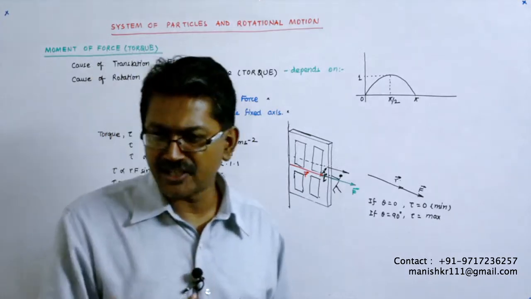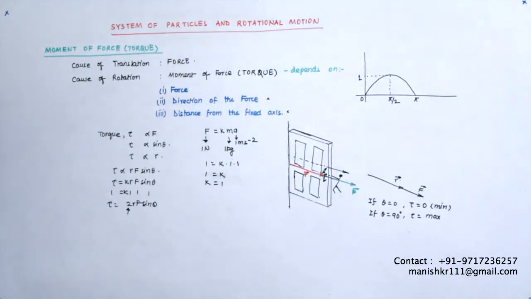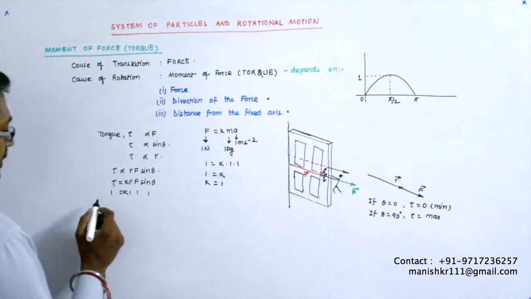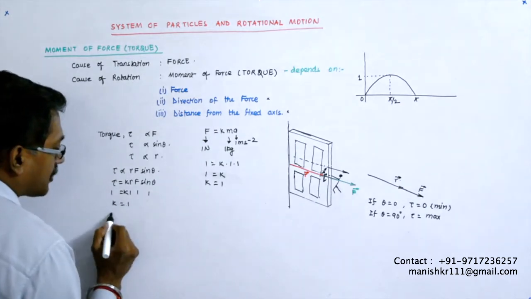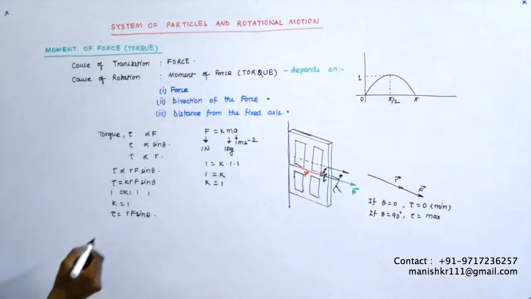It's your discretion. So the same kind of discretion I'm applying here. So this makes k as 1. You understand? So k is equal to 1. So tau is equal to r f sine theta. R f sine theta. Okay.